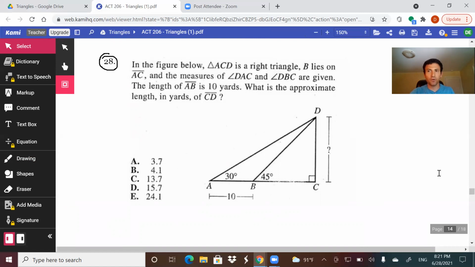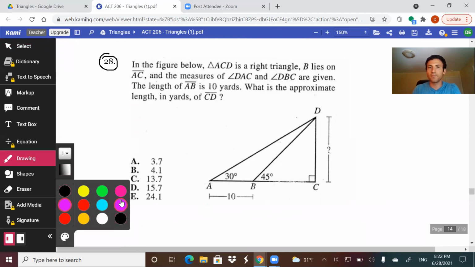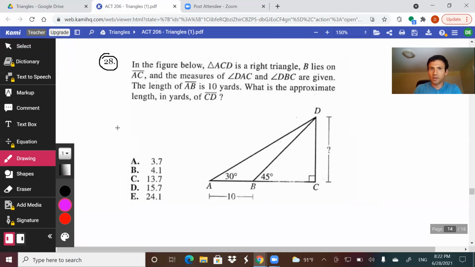Because if you're stumped on a problem and they give you measurements, you can always estimate the other measurements and see what happens. At the very least, you'll be further than being completely stuck and not knowing which of the 5 answers to choose from. You'll at least be able to eliminate a few. Okay, so let's do it that way first.